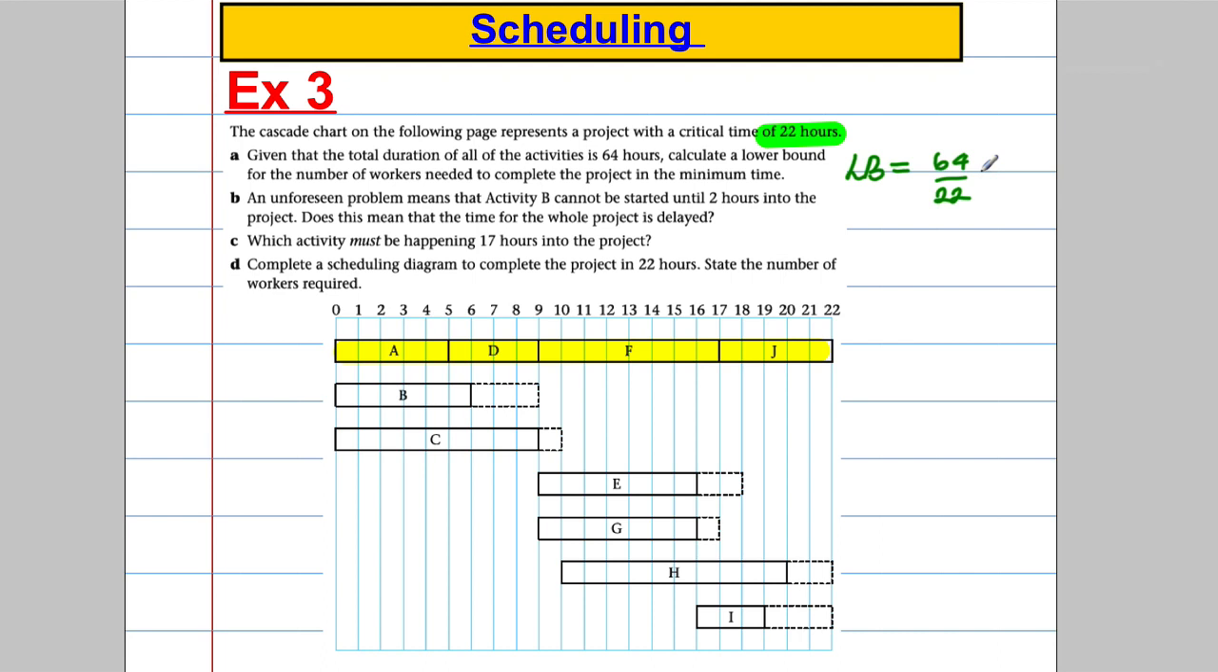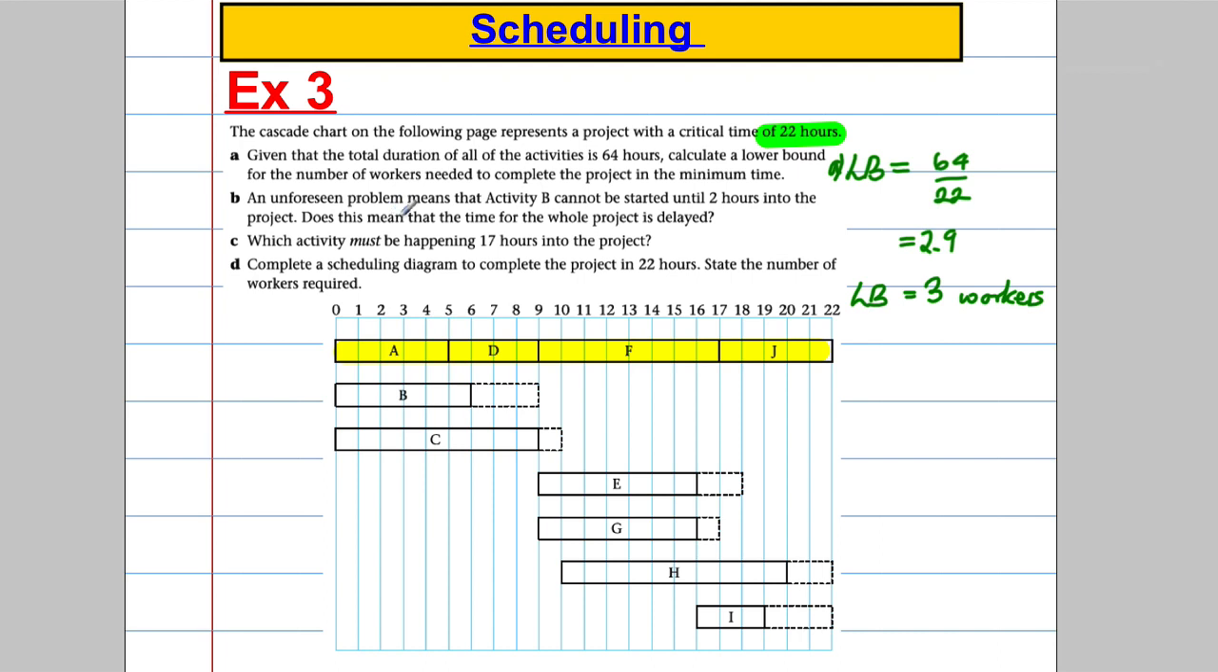You get yourself 2.9. So the lower bound's the smallest integer bigger than this. So the lower bound is 3 workers. So in theory, it might be possible to solve this sort of problem with 3 workers, but obviously it's going to depend on how things overlap, etc. So we may have to use 4, etc. So that's part A done.